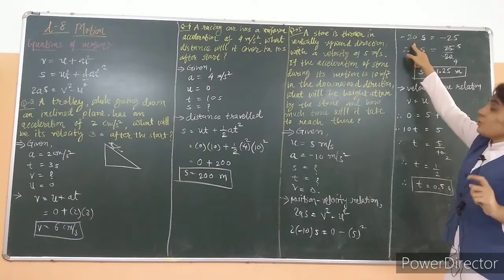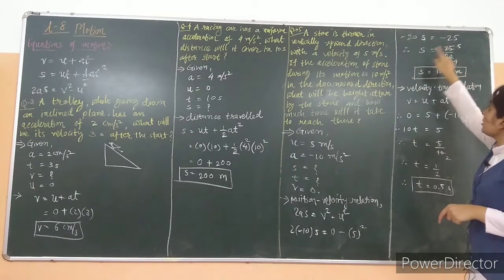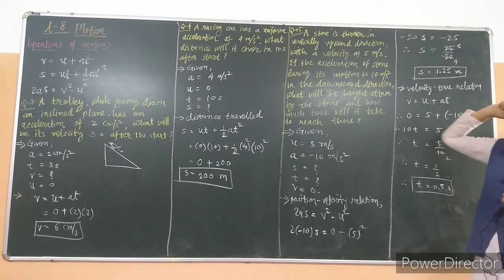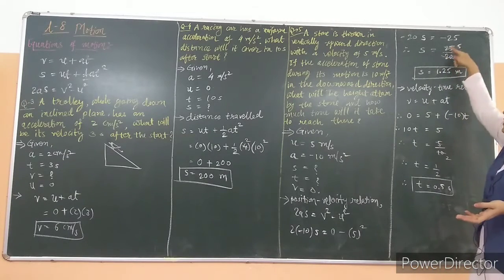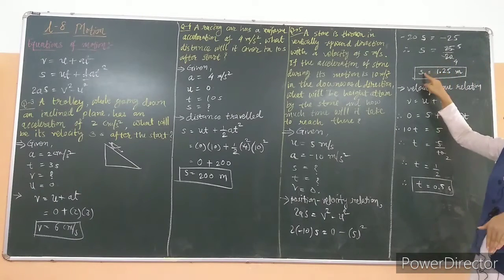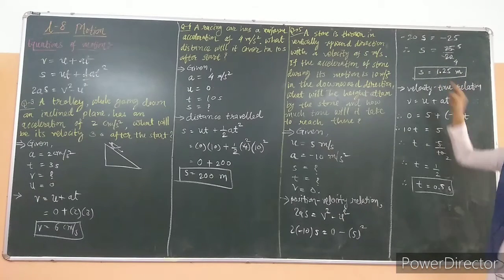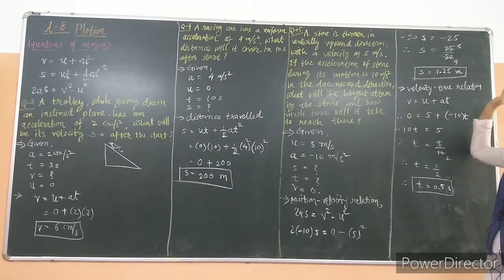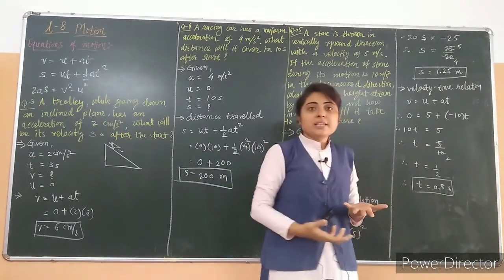Now 20s. 20 is in multiplication with s, so on that side it will go in the denominator. So s is equal to 25 upon 20. Can we cut with 5? Yes. 5 4s are 20, 5 5s are 25. So 5 upon 4. If you divide it, its decimal expression will be 1.25 meters. So S is 1.25 meters. So now we have S and now we need to find T.